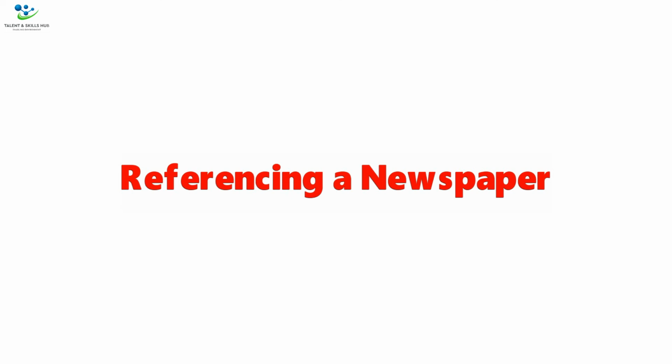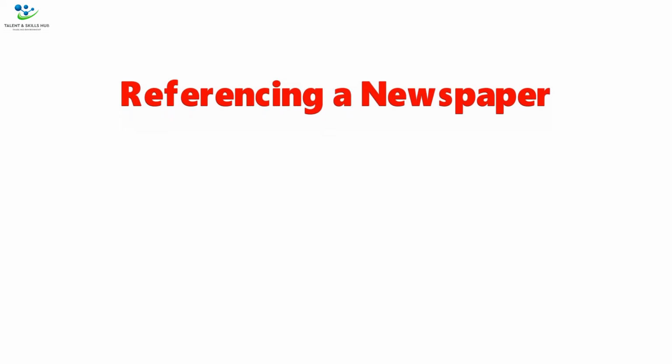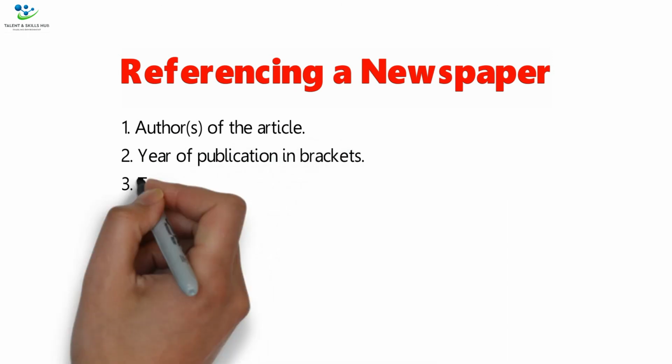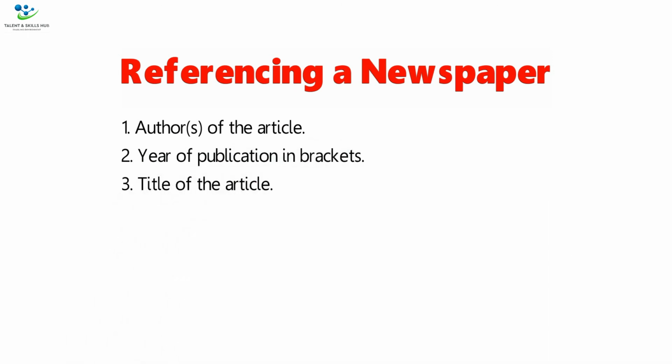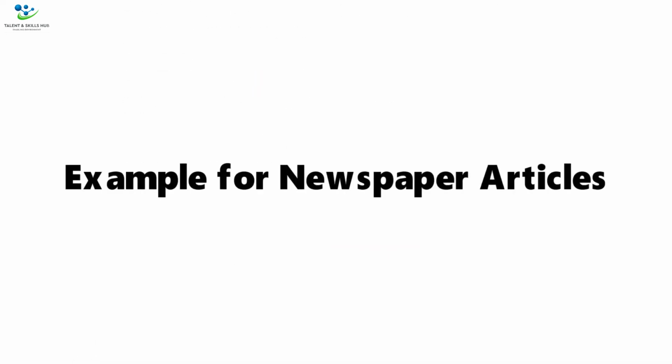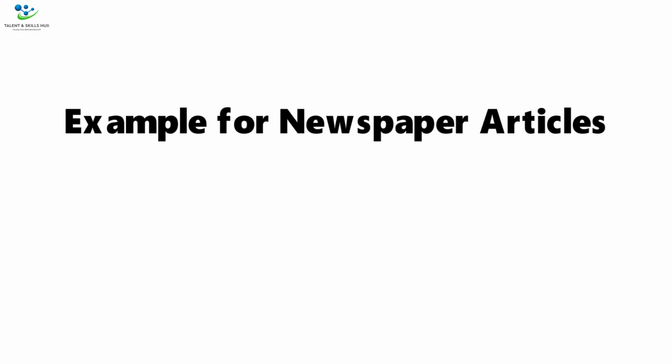Include the following details in this order. 1. Authors of the article. 2. Year of publication in brackets. 3. Title of the article. 4. Title of the newspaper. 5. Date of publication of the newspaper. 6. Page numbers of article. Example for newspaper articles.